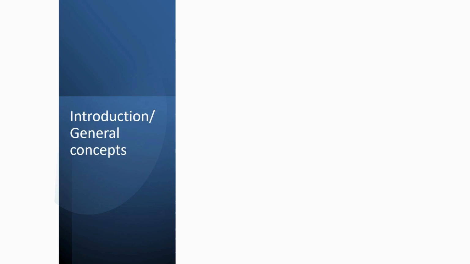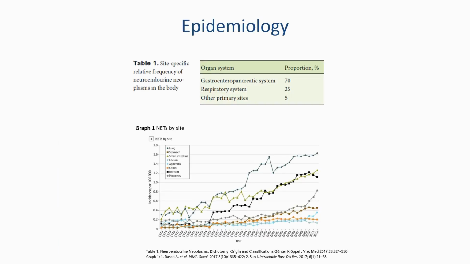We start off looking at a number of general introduction themes. With regards to epidemiology of neuroendocrine neoplasm, the vast majority of tumors occur in the gastroenteropancreatic system, followed by the respiratory system, and the other sites of disease are quite rare. The incidence of neuroendocrine neoplasms is increasing year by year, as indicated by the graph below, and this affects nearly most sites of the body.